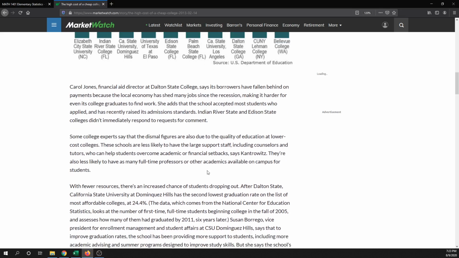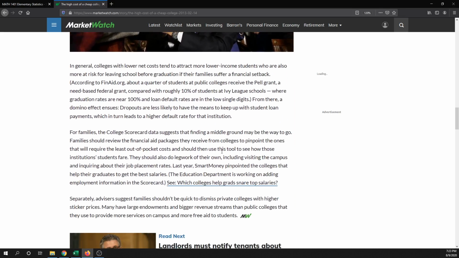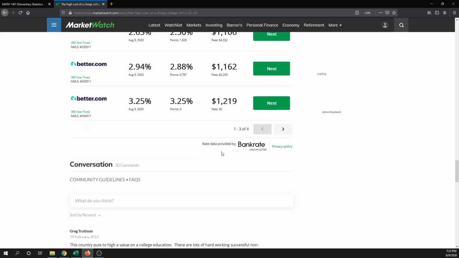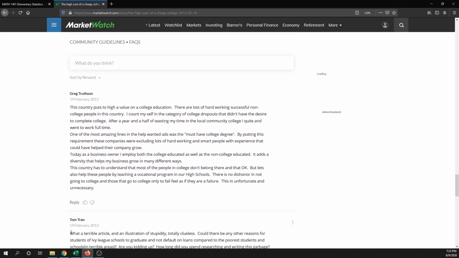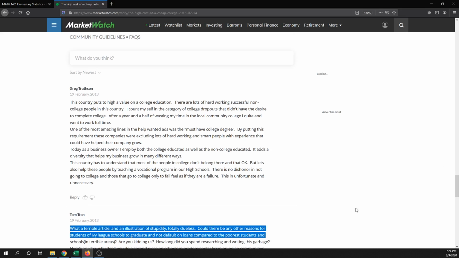So anyway, this one really made me mad, and there's a comment down here that I really like. If you look at it, this guy understands. It says, "Wow, what a terrible article, and an illustration of stupidity, totally clueless. Could there be any other reasons for students of Ivy League schools to graduate and not default on loans compared to the poorest students in schools? Are you kidding us? How long did you spend researching and writing this garbage?" All right, so this guy is my hero here.